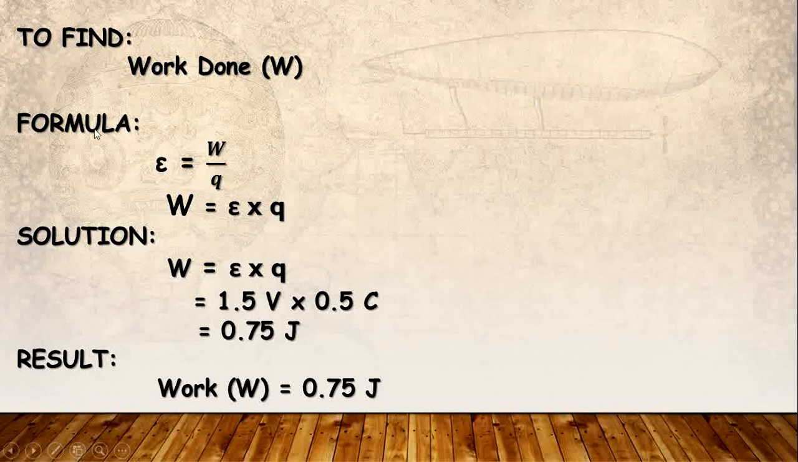Formula: epsilon is equal to W by Q. From this we have to find out the work done. So W is equal to epsilon into Q. Solution: work done is equal to epsilon into Q is equal to 1.5 volt into 0.5 coulomb. Now when we multiply 1.5 and 0.5, we get 0.75 joules. So the result: work done W is equal to 0.75 joules.